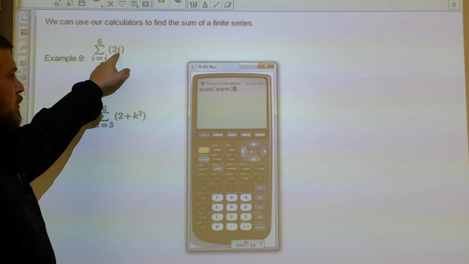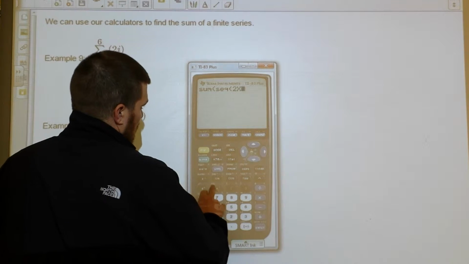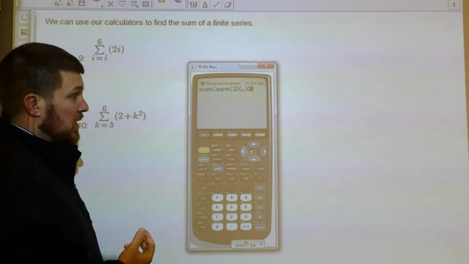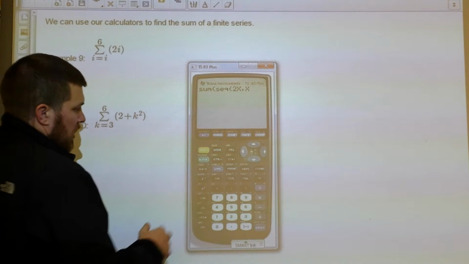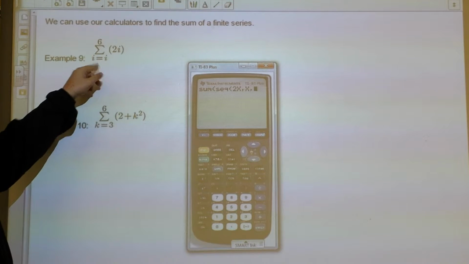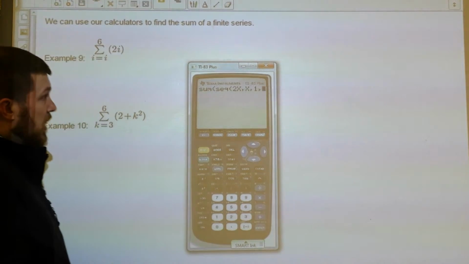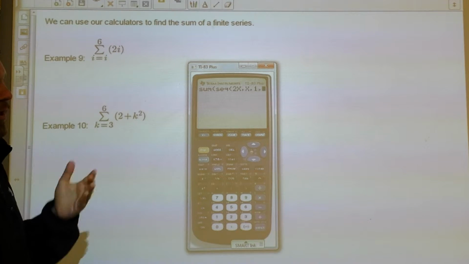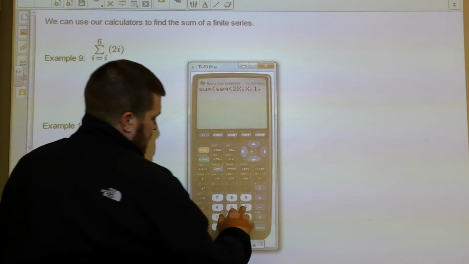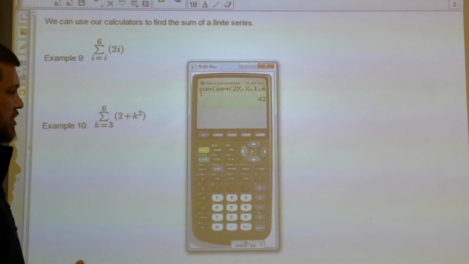Now we're going to type in our rule for the sequence. Instead of i, I'm going to type x, so 2x. The next thing we put in is comma, x, to tell the calculator what variable we're using. Comma. Now we tell it what number we're starting with. So I'm going to start in the first position. And comma, I want to tell the calculator what position, or what term, to stop with. That's always the number on top. In this case, it's 6. Okay, so when I do that, I'm going to get one solid number, which is 42.